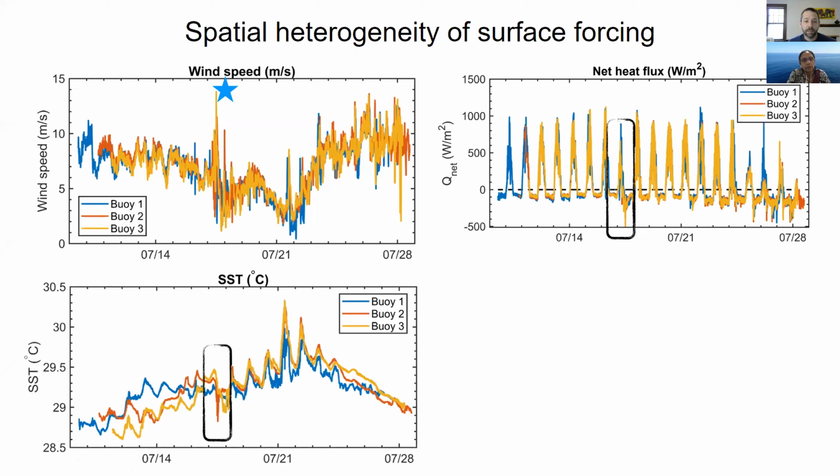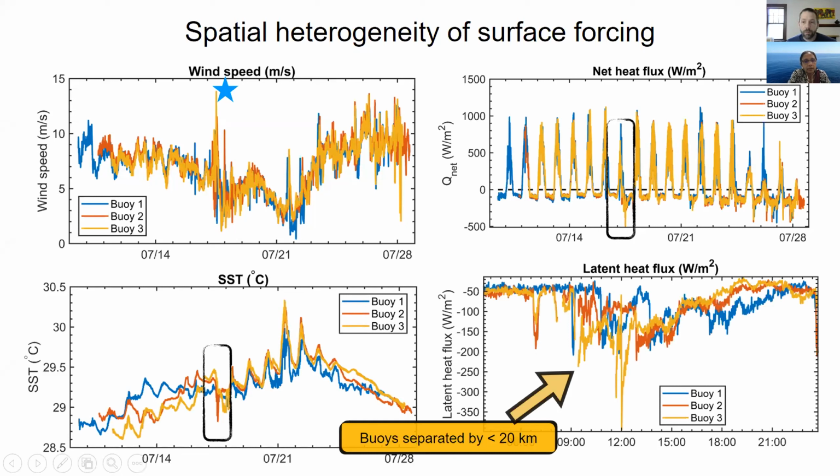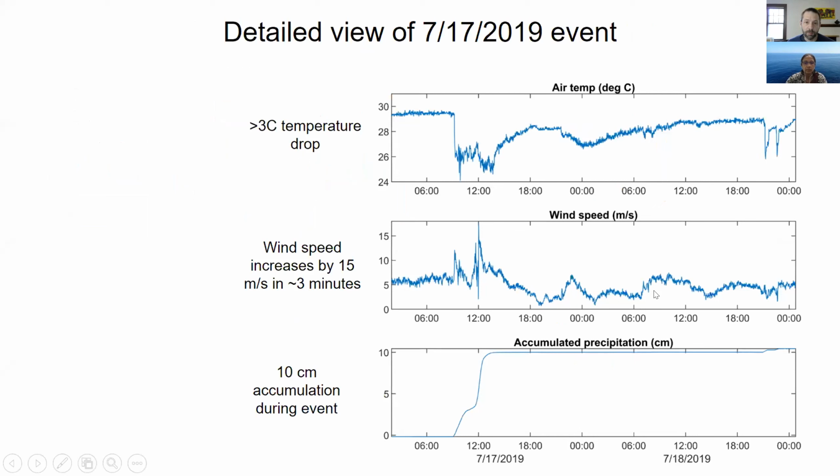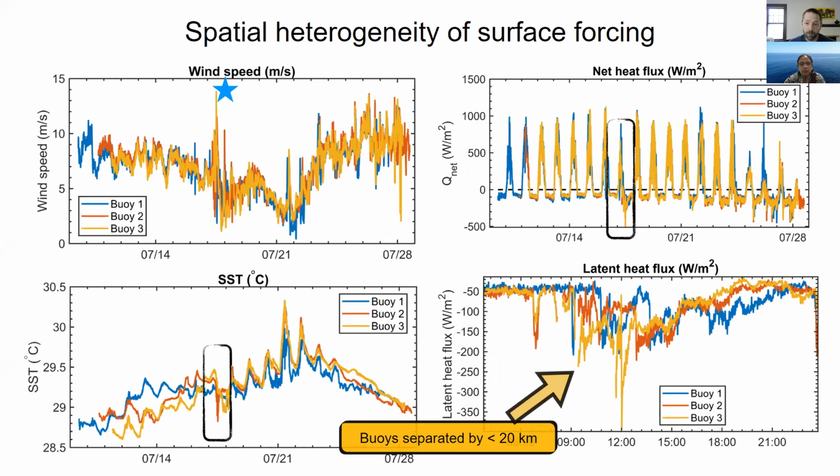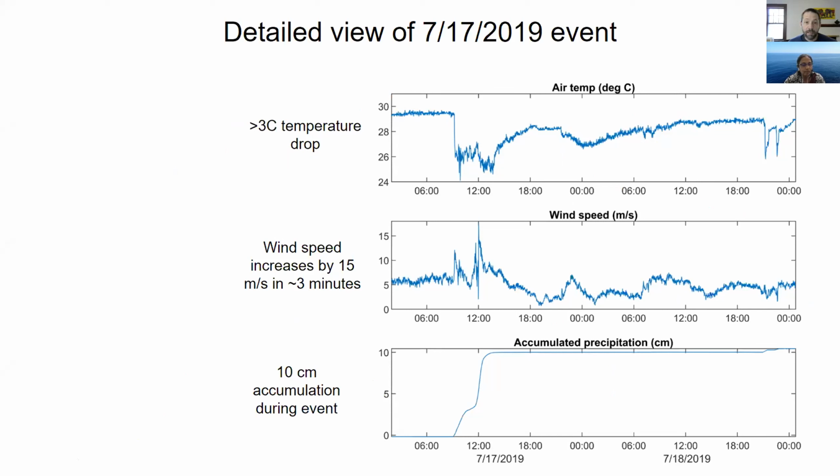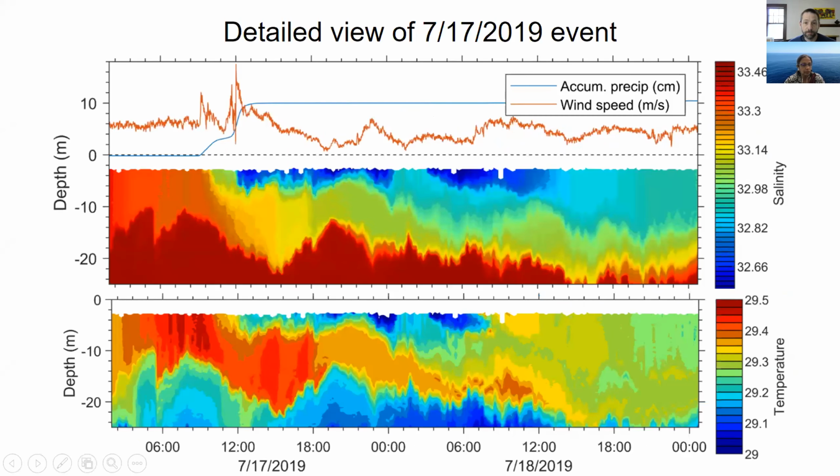There was an event with a strong atmospheric frontal passage and strong spatial variability between the buoys. I'll show a zoomed in view of that, where we saw big differences between the 3 buoys in terms of the surface heat fluxes. In that event, the air temperature dropped by 3 degrees Celsius and the wind speed increased by 15 meters per second over a few minutes. And we had 10 centimeters of accumulated precipitation.